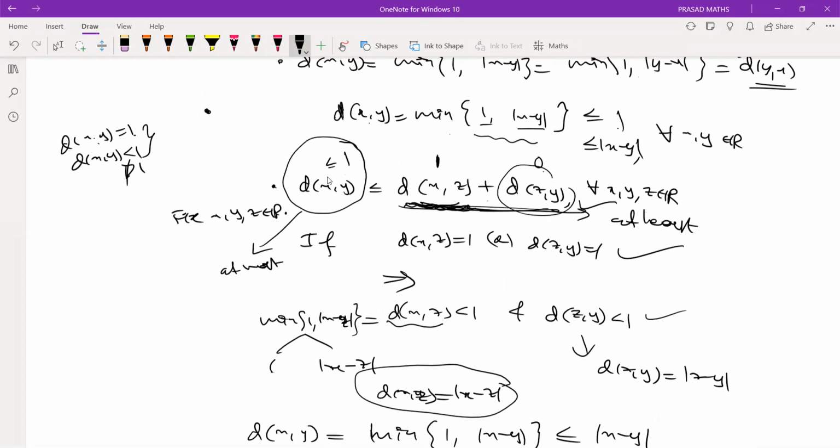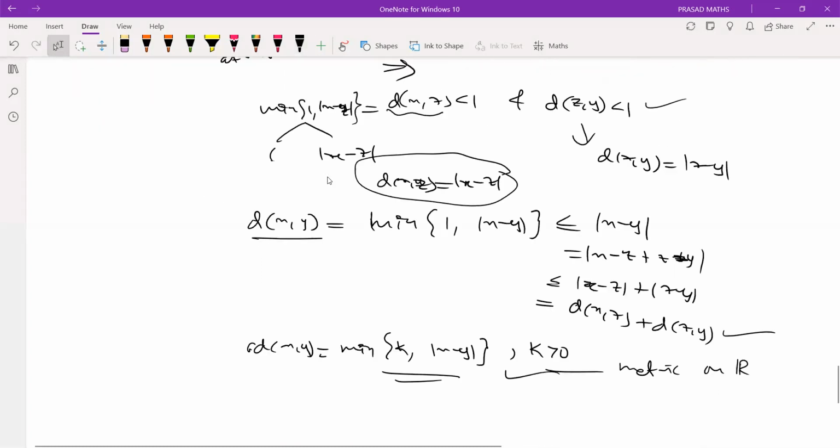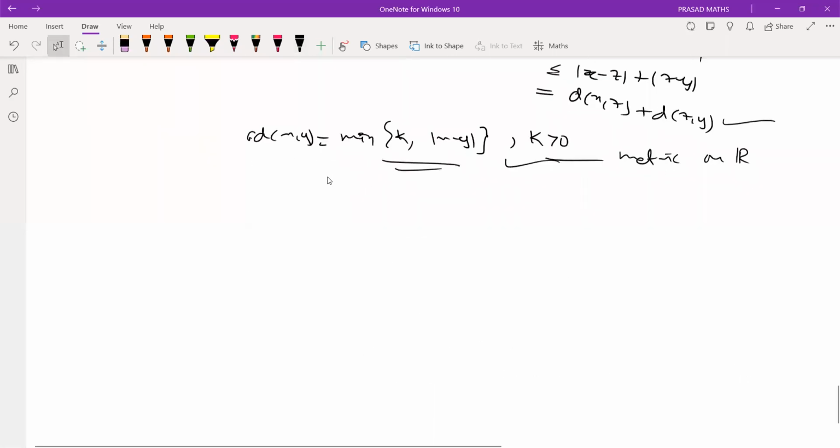Distance could be at most k and mod of x minus y. Therefore, this is k, this is k. So the same lines, we can prove the same lines. Therefore, distance between x comma y equal to minimum of k comma mod of x minus y is a metric whenever k is positive. Right? So we can generalize this step.